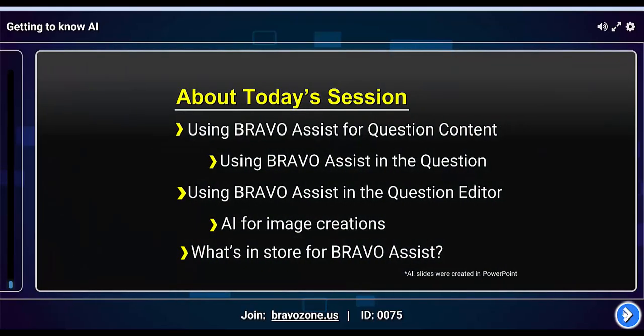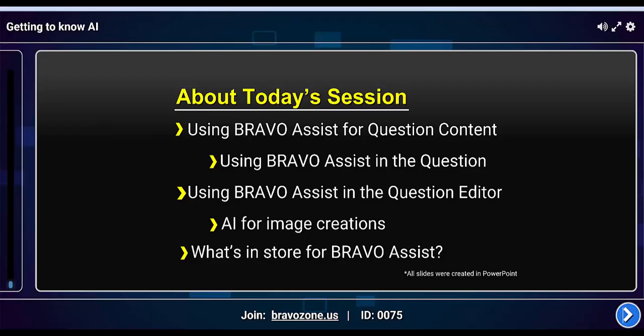Quickly, I'm just going to show you 2 slides before I go into the back end and show you some things and some tools. What we're going to cover today primarily is using Bravo Assist for the question content, using Bravo Assist in the question. There is a slight variation between the two, advantages to both, and using Bravo Assist in the question editor, which is going to be very brief. And then I'm going to spend just a little time on AI for image creation, which I think is a game changer. And along the way, we're going to talk about what's in store for Bravo Assist in the future.